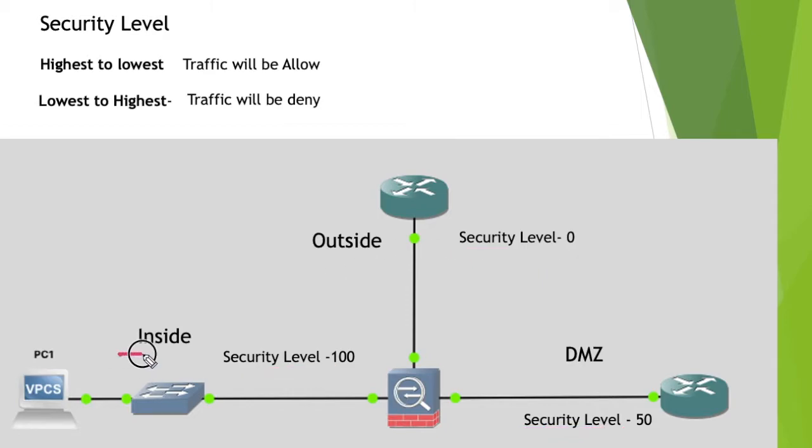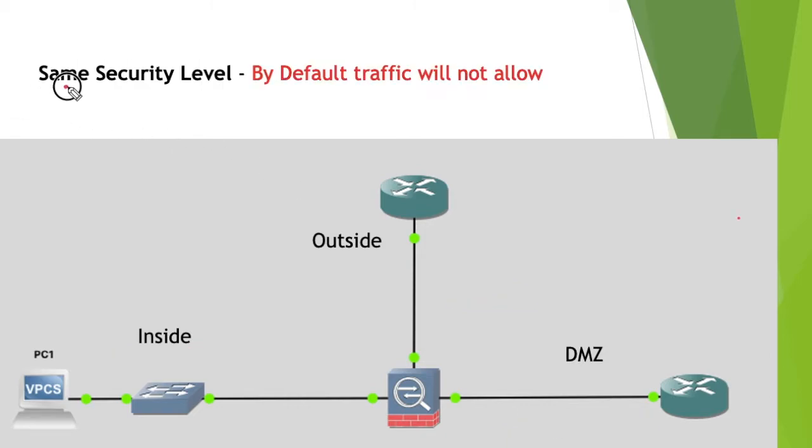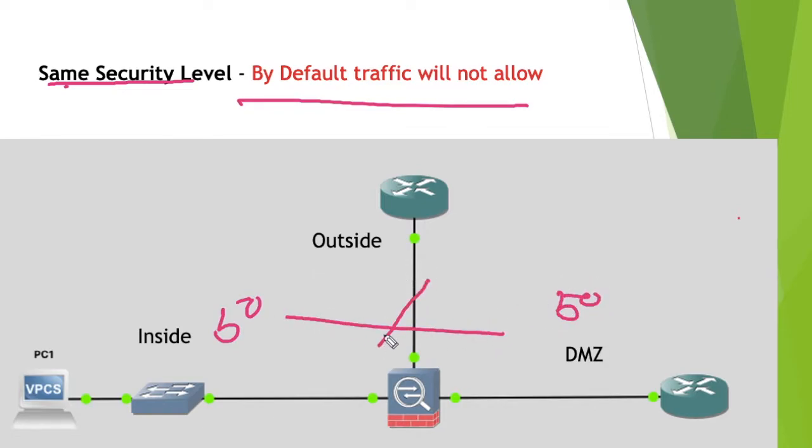If you define an interface for the inside zone, by default security level will be 100. Apart from inside, security level will be 0. You can manually define security level under the interface. We'll see in configuration how to define security level. Here you can see same security level: by default traffic will not be allowed. Suppose security level 50 and security level 50, here traffic will not be allowed. Later we'll see how to allow this traffic.